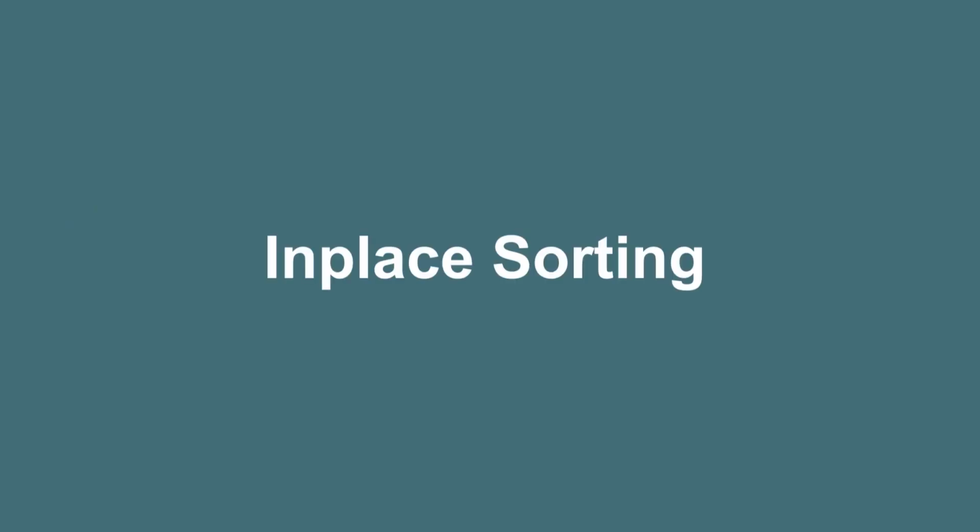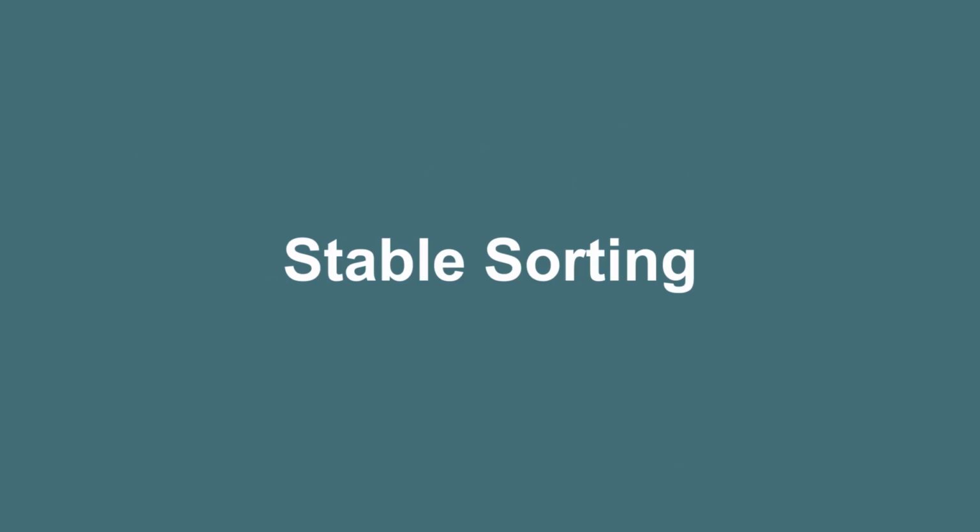First is in-place sorting algorithms, and then we have stable sorting algorithms. In-place sorting algorithms are the algorithms which do not use any extra space while you are trying to perform the algorithm. But out-of-place algorithms actually tend to use some extra memory other than the input that you have provided.